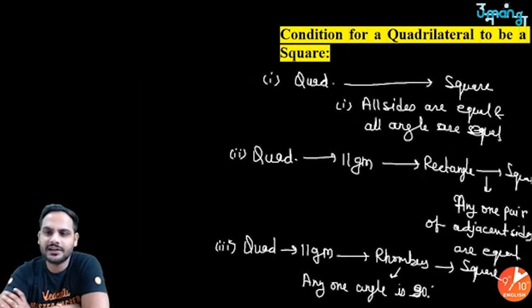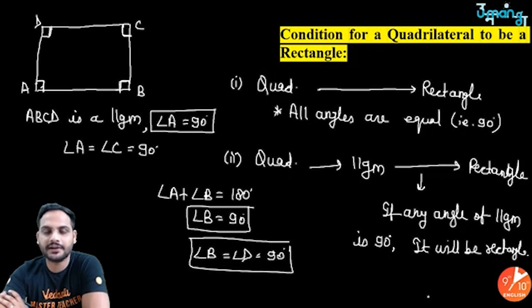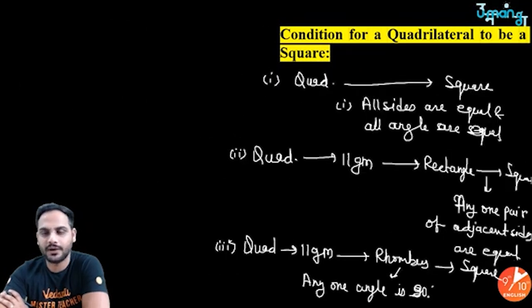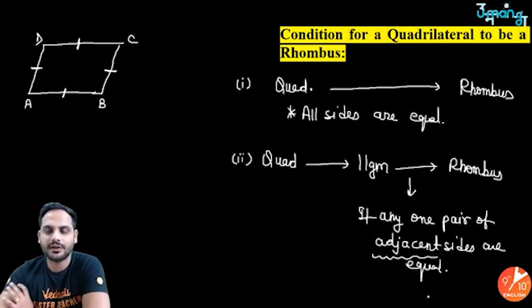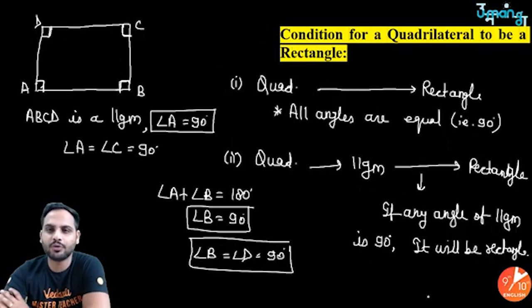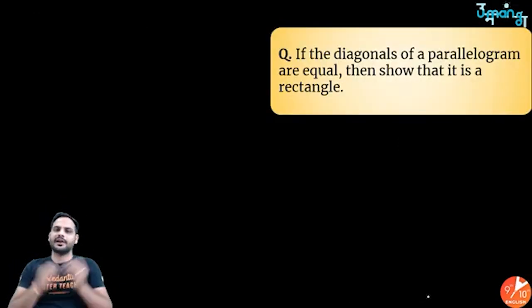So these are the conditions to prove a quadrilateral to be a parallelogram, a rhombus, a square, and a rectangle. Got it? So take a screenshot of all these pages. Very important. It will make your revision very quick. If you understand these points, your revision will be very quick, and you will have an approach to think about these questions. Got it? Chalo. Now let's focus on some of the questions.